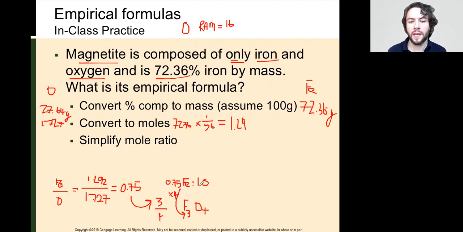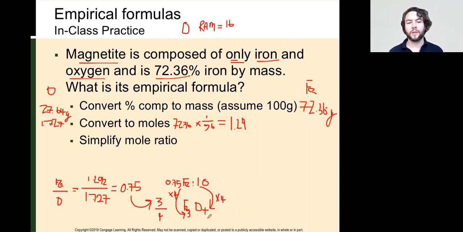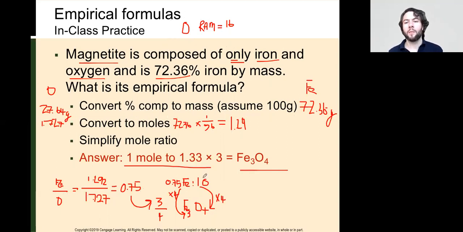Okay. We have to do the same thing for the oxygen. But 1 times 4 is only 4. So we end up with Fe3O4, which is the same as the answer here. The reason why they have it as 1 mole to 1.33 is because what they did was a ratio of oxygen to iron. So they flipped this on its head. So instead of it being 1.29 over 1.727, they had 1.727 over 1.292. So they did it the other way around.